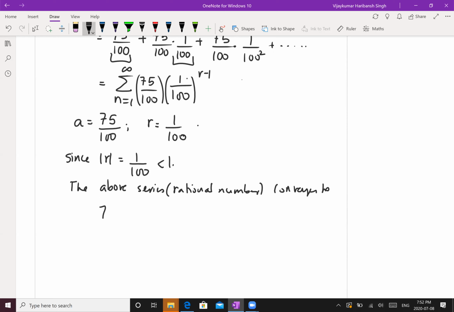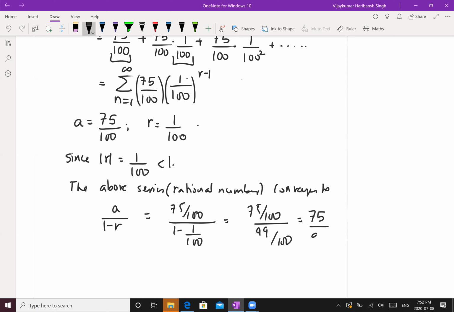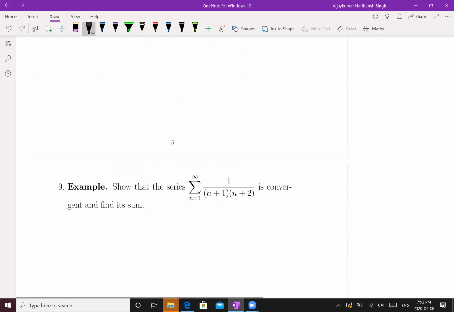a upon 1 minus r, which is 75 by 100 divided by 1 minus 1 by 100, which is going to be 75 by 100 divided by 99 over 100, which is 75 over 99. So this is what it converges to. Does that make sense? Okay. So this is about the geometric series.